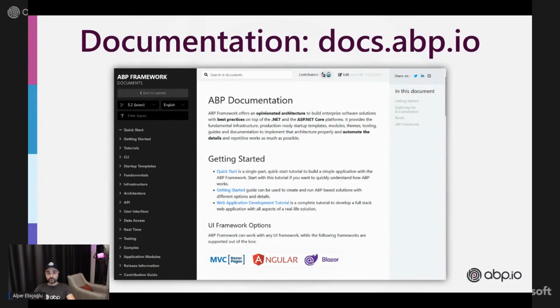ABP has a very rich documentation. The documentation is being hosted on GitHub and it's open source as well. And the documentation website is also built with ABP Framework. And this module is called VoloDocs. It's also free on Docs ABP.io. You can go and download and create your own documentation website with VoloDocs.